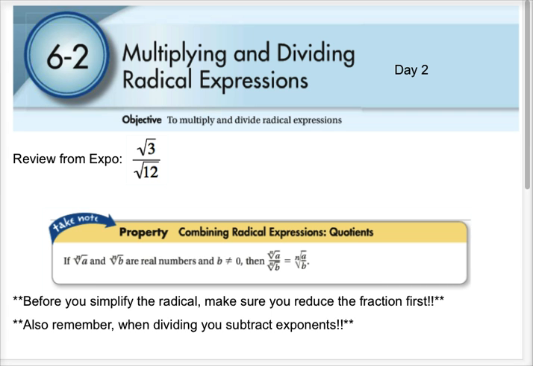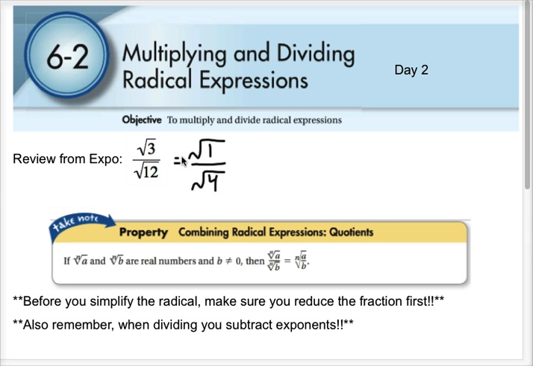So remember, when you're dividing and you have both things inside the square root, the first way to tackle these problems is I would reduce that fraction. So 3 over 12 reduces to 1 over 4. So the first way to tackle these problems is reduce your fraction. That'll make things 10 times easier for you if you do that.